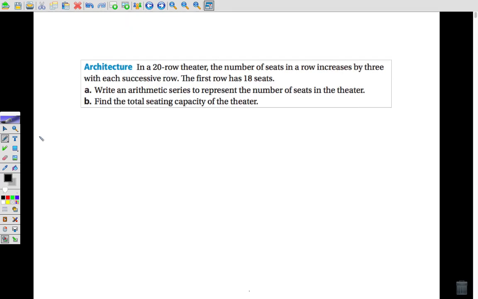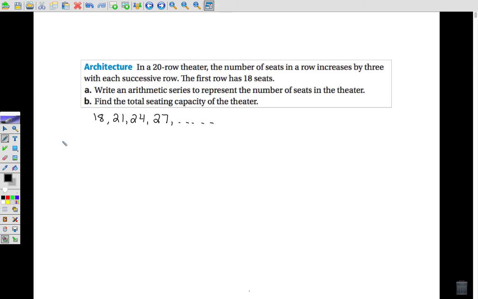Last example is going back to the similar example to the one that we started with. You have a 20-row theater. The number of seats in each row increases by 3 in each row, starting with 18. So it's going to be 18, 21, 24, 27, etc. for 20 rows. And we have to figure out, okay, well, how many total chairs are going to be in here?